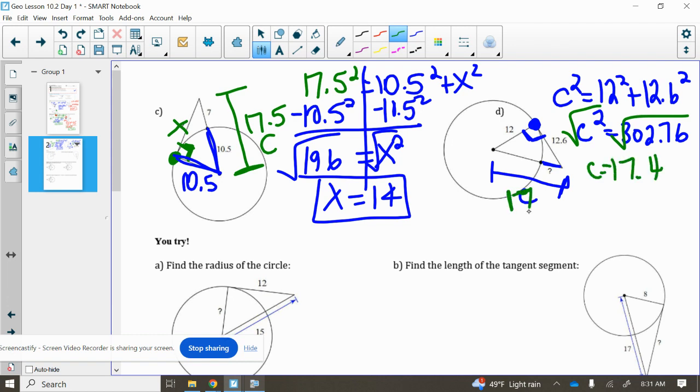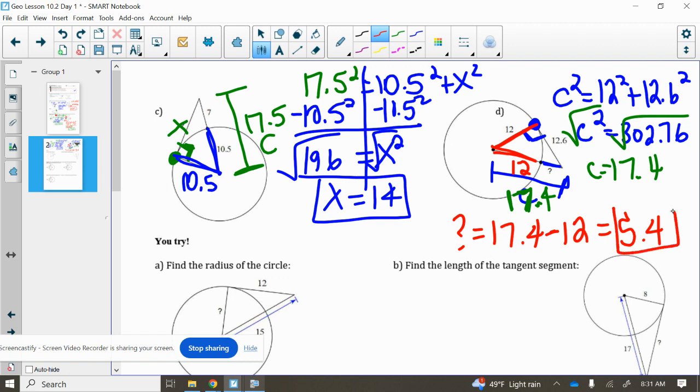Now again, that's the length of this whole side. And I only want this, not that piece. I want the blue piece. Now I know, however, that my radii are equal. So if this is 12, so is that radius. And I can find my question mark by taking that big side minus the smaller side to give me my final answer of 5.4.